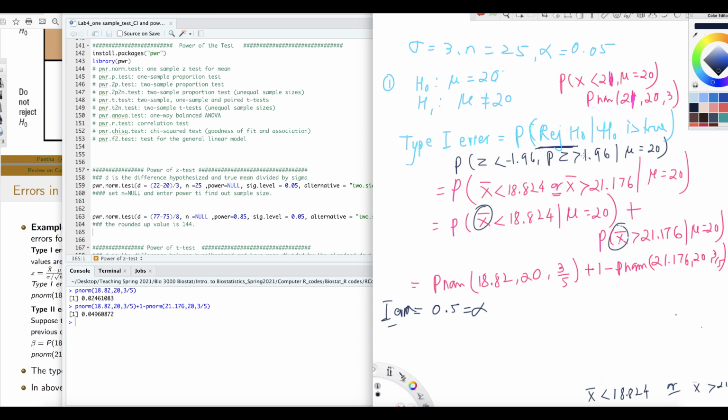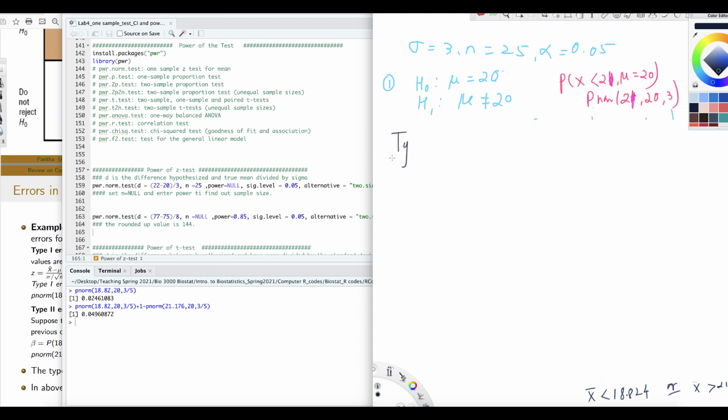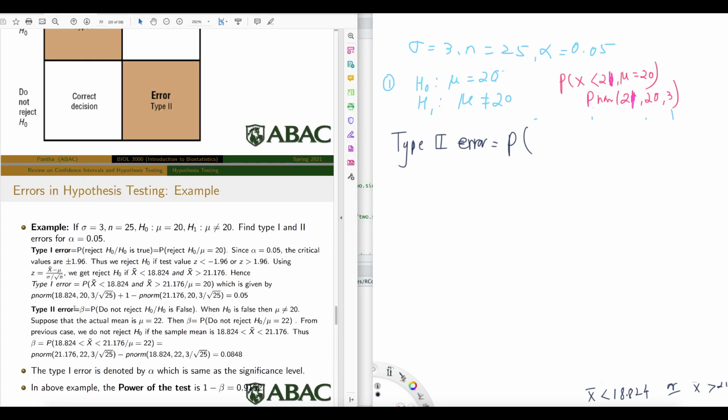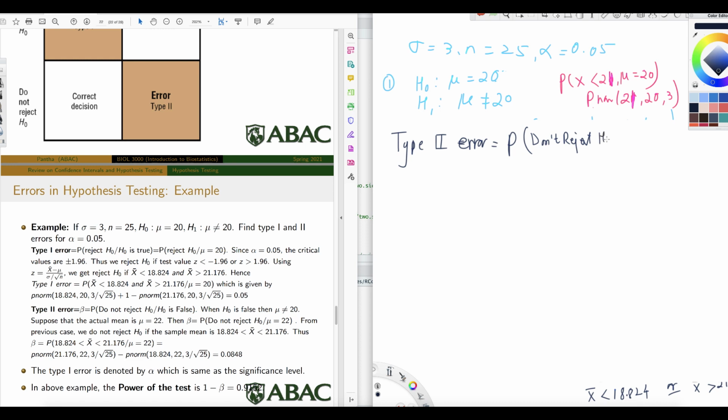Okay, all right. So the type 2 error is defined as the probability of not rejecting, right? Probability of not rejecting H sub 0, given that H sub 0 is false. Here we are testing the hypothesis for mu equals 20. So if this is false, then mu cannot be 20. Suppose that the true mean is equal to 22. We can assume that.